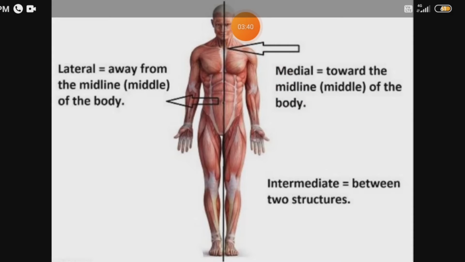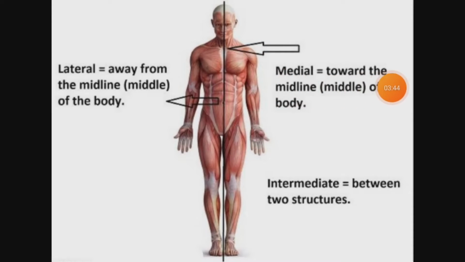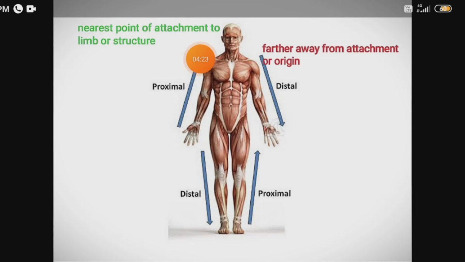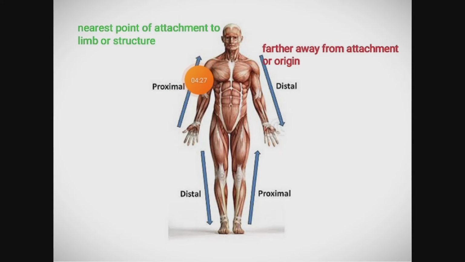See the picture. Medial, toward the midline of the body, and lateral, away from the midline of the body, and intermediate, which is present between two structures, medial and lateral. Between the midline and the lateral, intermediate is present between these two structures. Proximal and distal. Proximal, nearest point of attachment to the limb or structure, and distal, further away from attachment or origin.